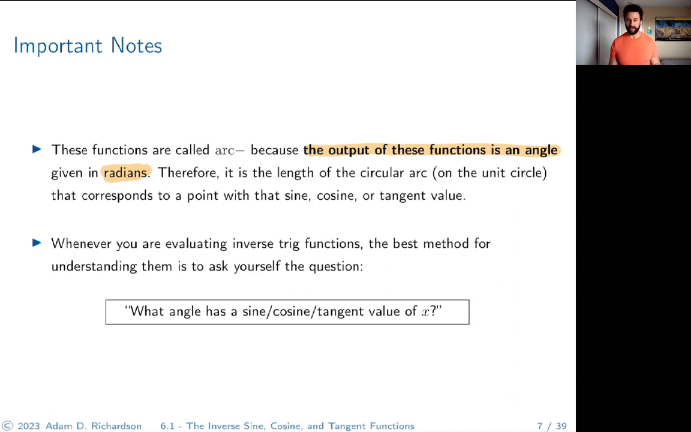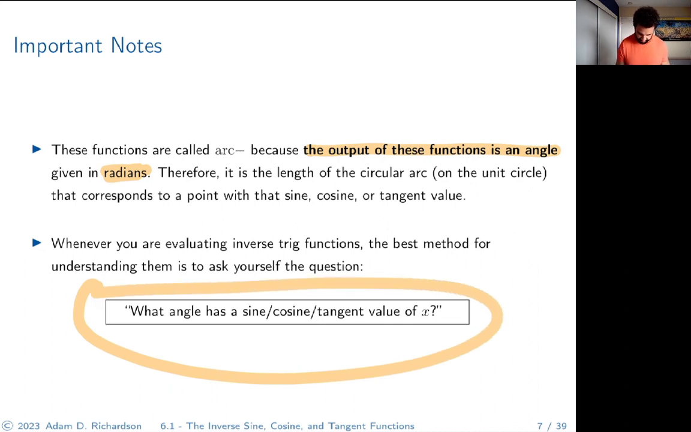So a lot of times students will tell me that they struggle with inverse functions. And what I try to do to get them through that struggle is they should always rephrase inverse functions in these terms.